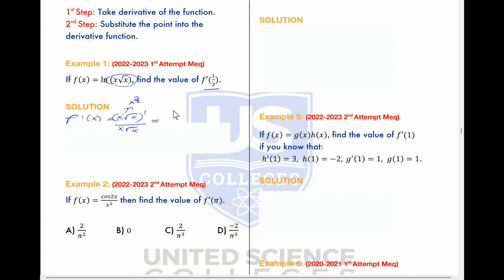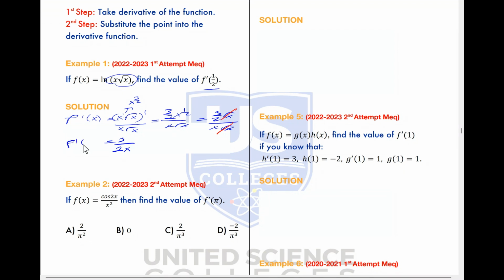So bring down the power in front, 3 over 2, and decrease the power by 1. 3 over 2 minus 1 is 1 over 2, which is square root of x. So 3 over 2 square root of x over x square root of x. So the square root x's will cancel each other. The result is 3 over 2x, right?